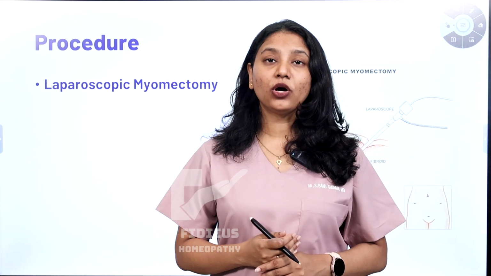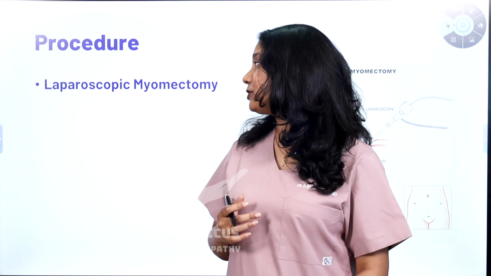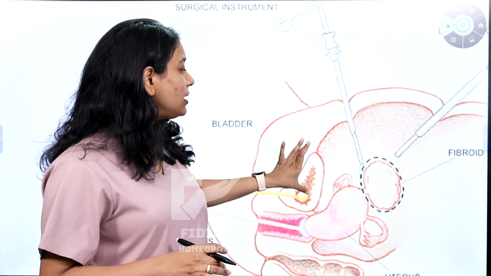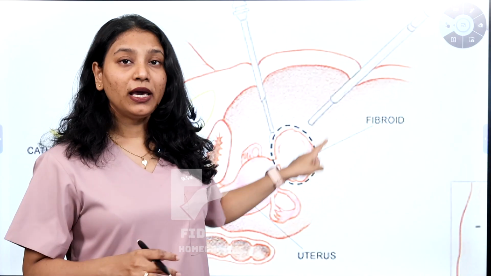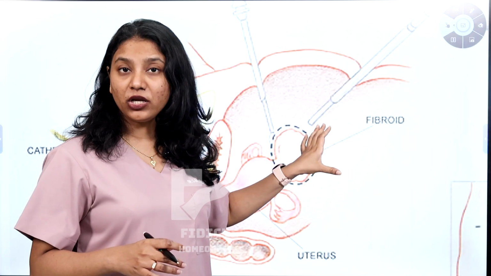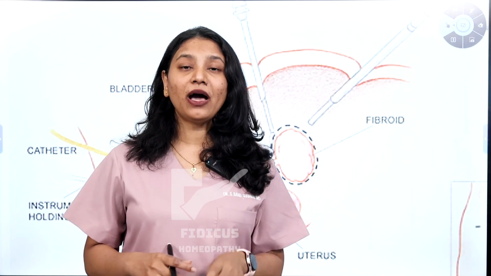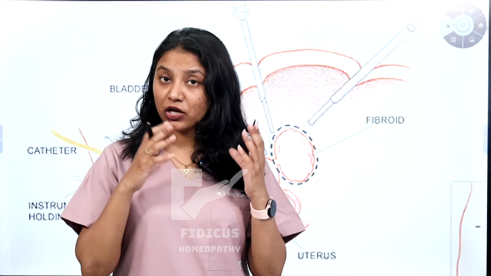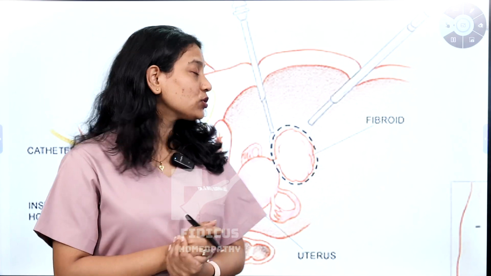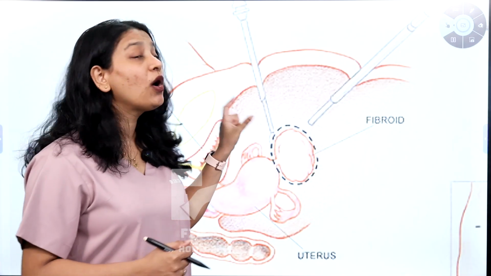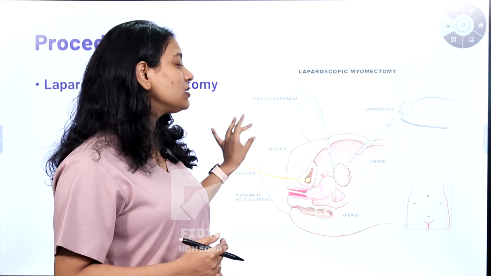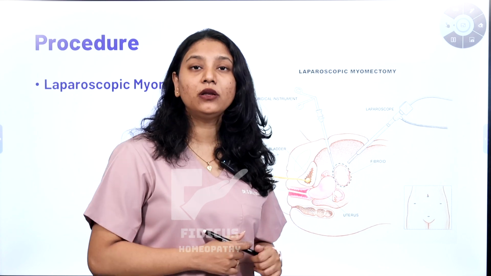The next procedure is called laparoscopic myomectomy. In this procedure, as you all know, they will insert a laparoscope through a small puncture in the abdomen, and they will remove the fibroid. It is minimally invasive in nature, but it cannot be performed if you are having numerous fibroids or larger fibroids. Only abdominal myomectomy can do that. In laparoscopic myomectomy we can only perform it for moderately sized fibroids, and the hospital time for this is a little lower compared to abdominal myomectomy.